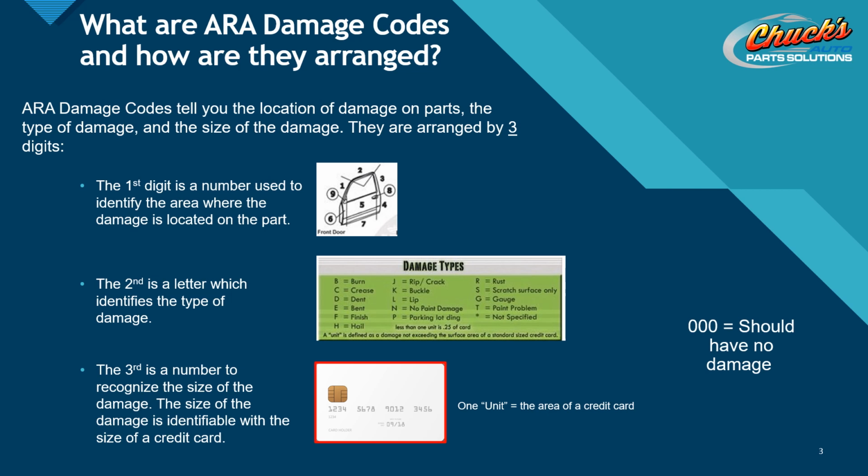The third digit in the code is a credit card. So 1 unit equates to the area of a standard size credit card. What you're really looking for is to the very right of this panel, you see 000. 000 should have no damage.